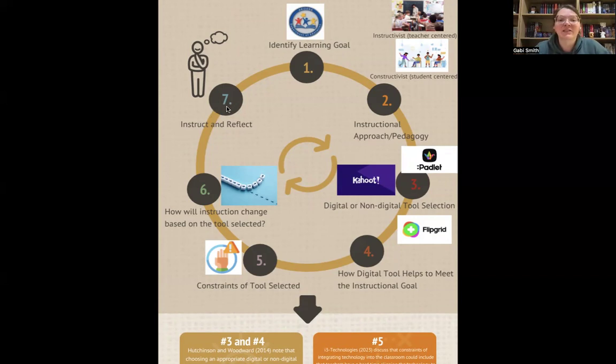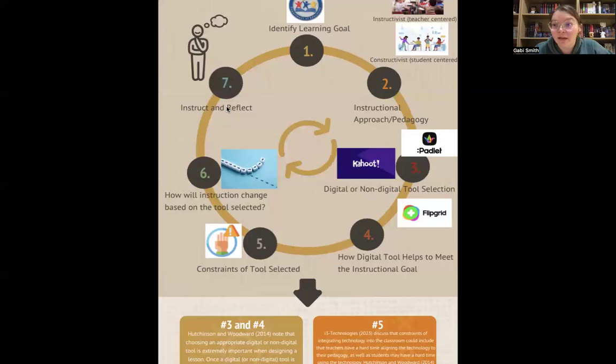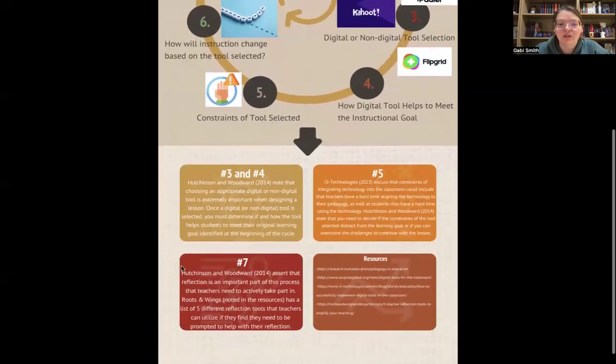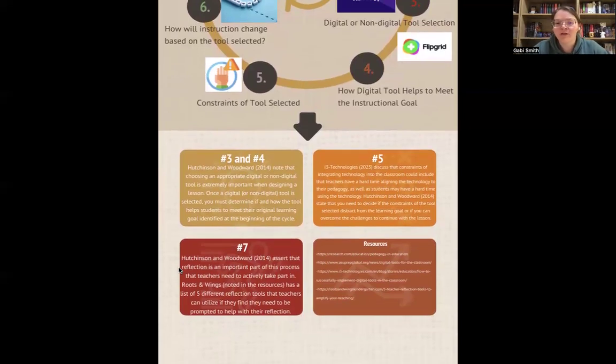And then step 7 is to instruct and reflect. Instruct obviously is giving the lesson. And then Hutchinson and Woodward again, and it's mentioned down here, assert that reflection is an important part of this process, that teachers need to actively take part in. And we've heard this before, right? Educators are always told you should be reflecting on your lessons and on your practices in order to make sure that you are giving the best learning experience to your students. And so this is no different. They're saying that you should reflect on your process.